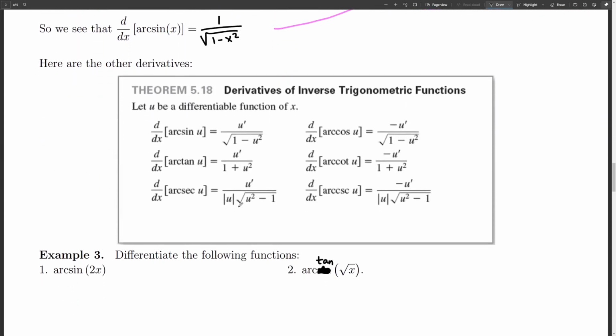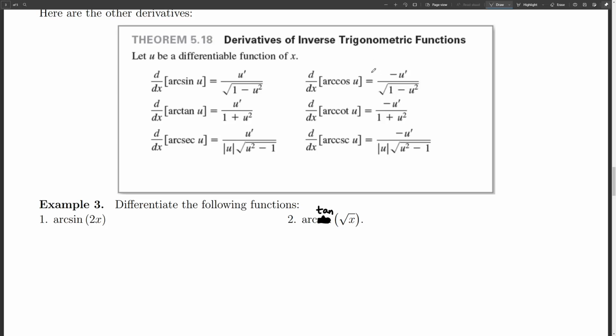So here are the other derivatives of inverse trigonometric functions, and I will let you read through these. I won't read all of them, but these derivatives will be on the handout that you are able to use during the exam. So this is not something that you have to learn by heart. You'll be able to find these formulas on the handout.